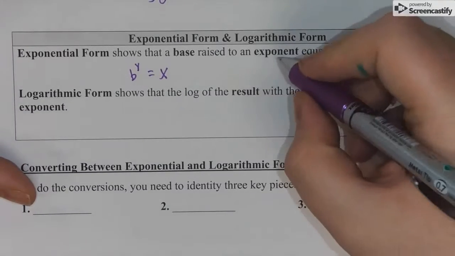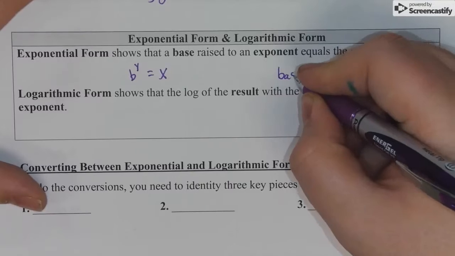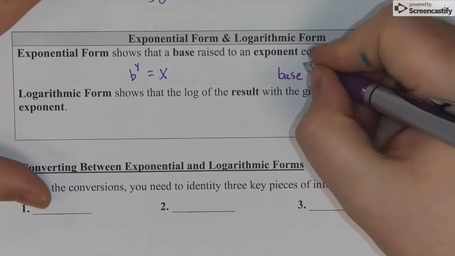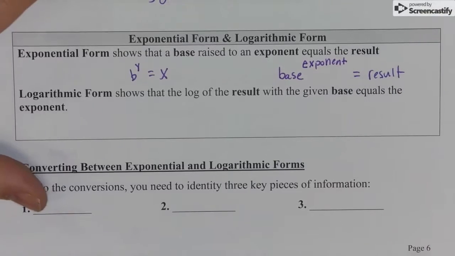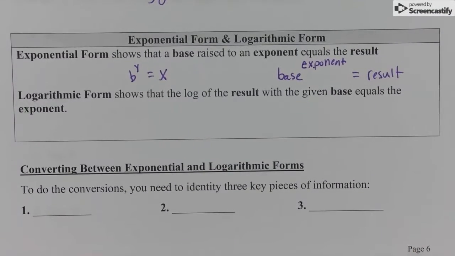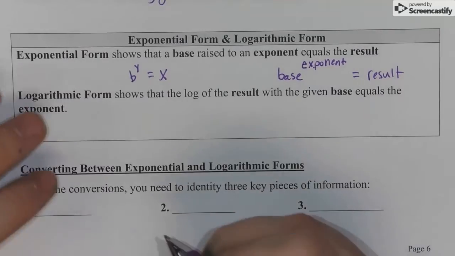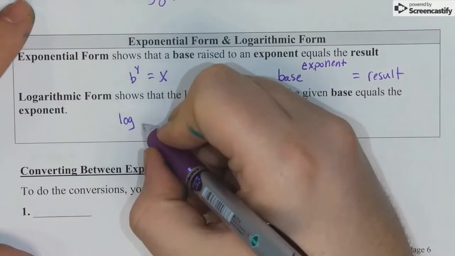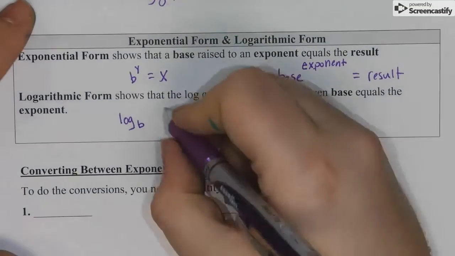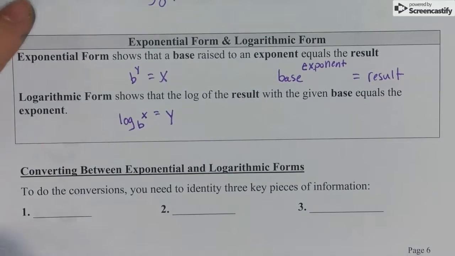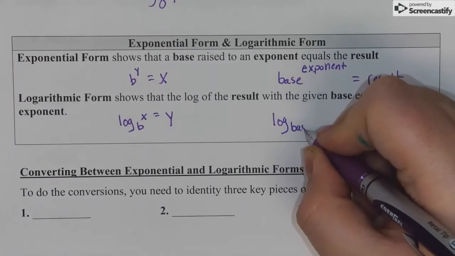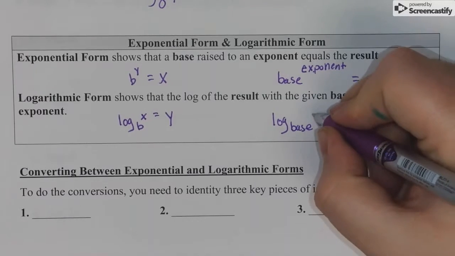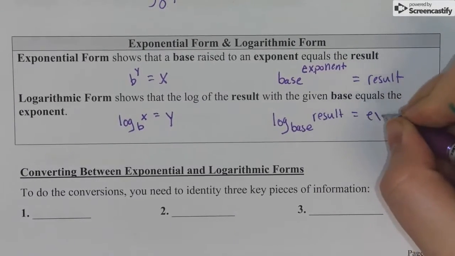We would write this out, and just so we can see it, I'll write it: base, which is b, to some exponent equals a result. So base to an exponent equals your result. Logarithmic form shows the log of the result with the given base equals the exponent. That says log base b of x equals y. So another way to state this is log base result equals exponent.